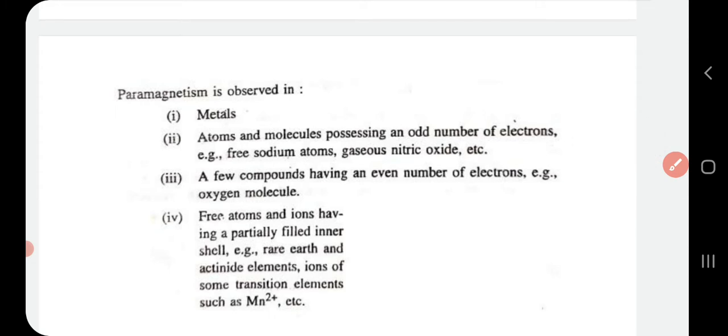Paramagnetism is mainly seen in metals, atoms and molecules having an odd number of electrons, like free sodium atoms, gaseous nitric oxide, etc. Then a few compounds having an even number of electrons, like the oxygen molecule. Then free atoms and ions having a partly filled inner shell, like the rare earth and actinide elements, and ions of some transition elements like Mn2+. So these are the materials that exhibit the phenomenon of paramagnetism.